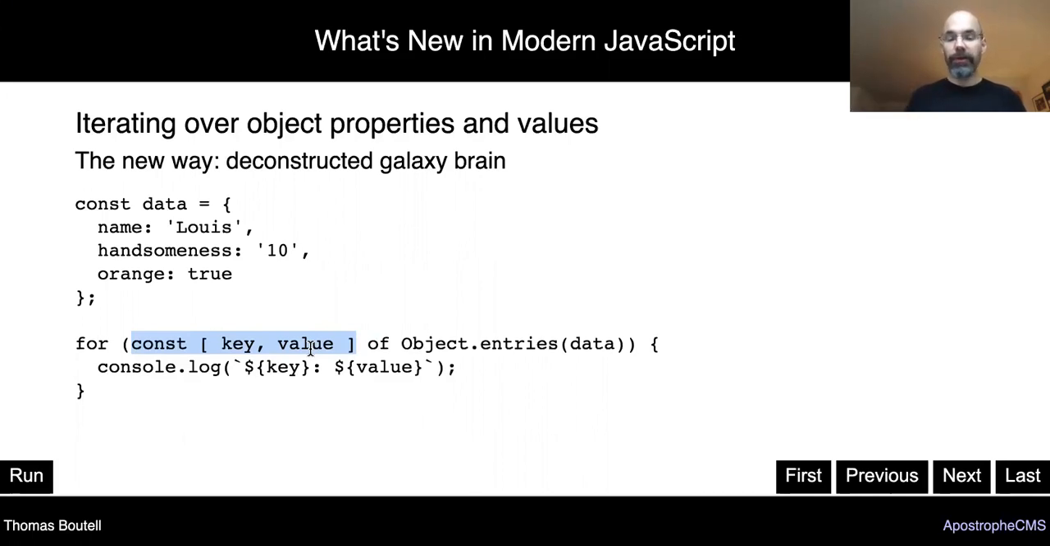The third cool new feature in this one line of code is of. The of operator, or the of statement rather, is used to iterate.